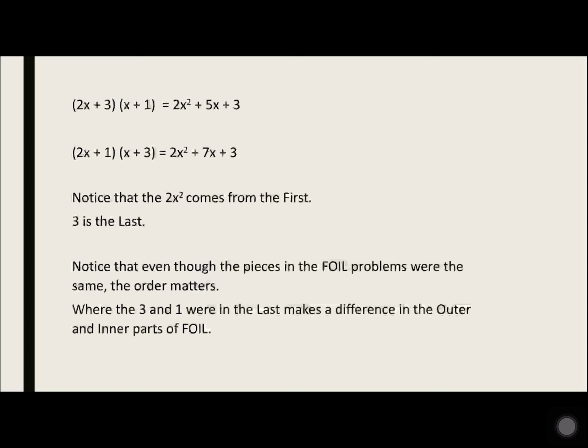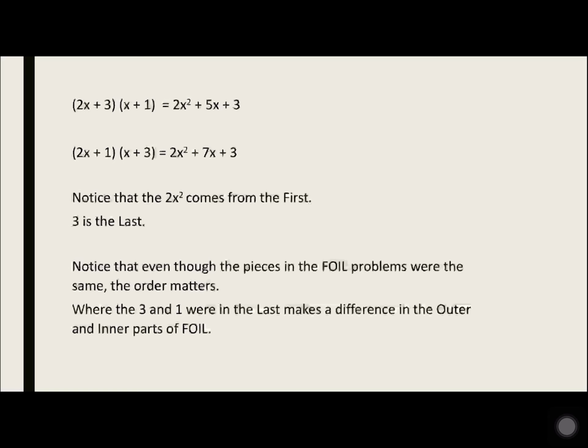Why do they make a difference? Because in the first problem, 1 gets multiplied by 2x. In the second problem, 1 gets multiplied by x. So you can see that it makes a difference with that O and that I in the middle. In the first trinomial, the middle term is 5x. In the second trinomial, the middle term is 7x. So those two problems come out differently.